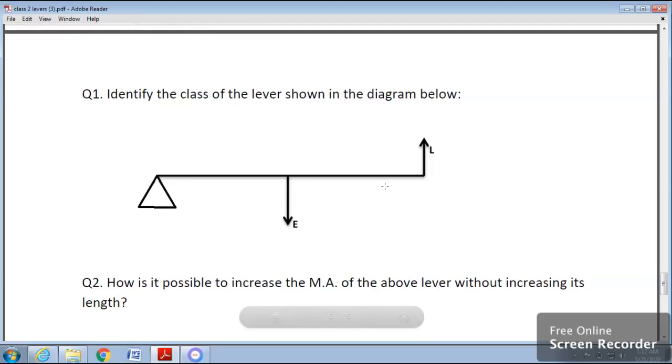Again, I am telling this first diagram is the diagram of class 3 lever. So this type of question they may ask. This question is there in this year only, 2020, in ICSE board exams. So practice this type of question.